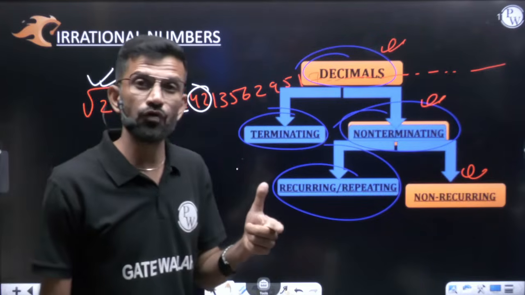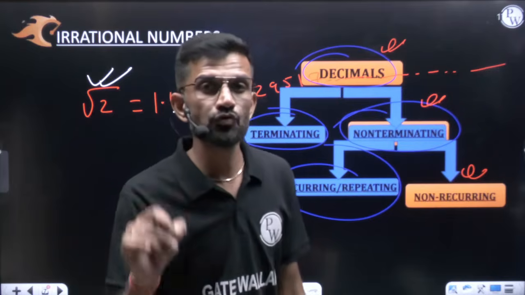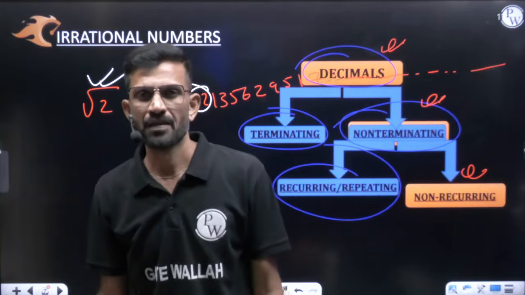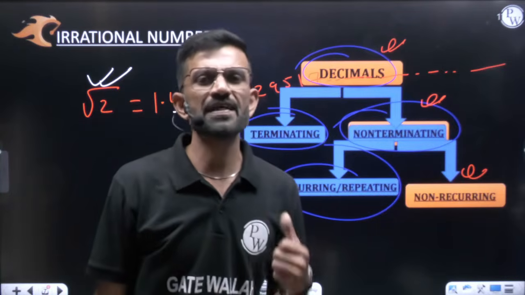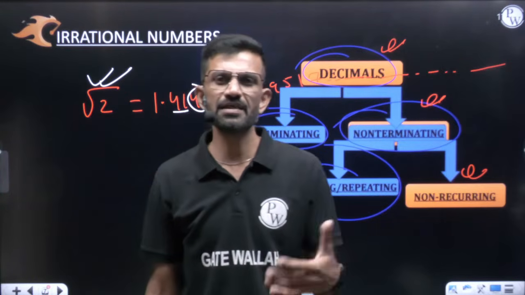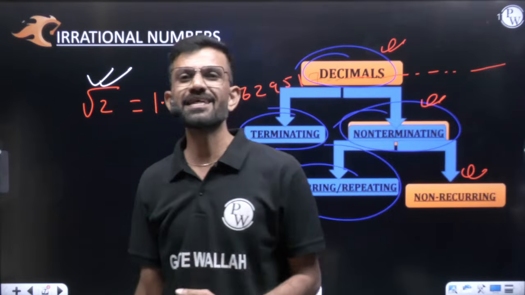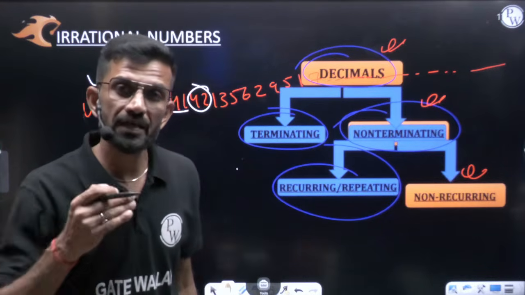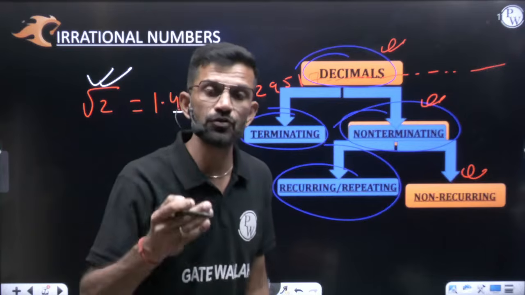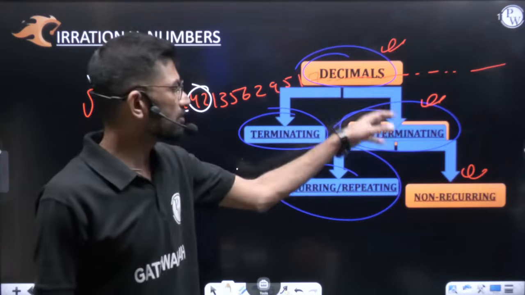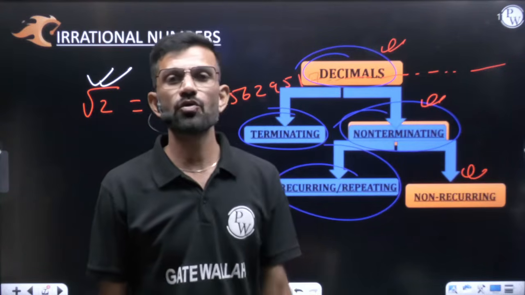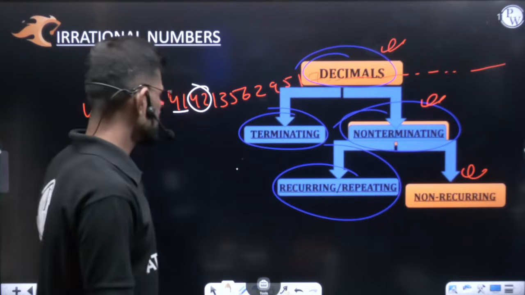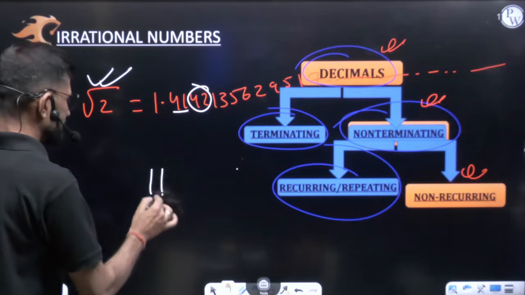But root 4 is a rational number, because root 4 can be written as 2 and 2 can be written as 2 by 1. Where you cannot find a perfect square root, it will be a non-terminating, non-repeating decimal. It will be an irrational number. Not only square root. If you cannot find a perfect cube root, perfect fourth root, perfect fifth root, that will also be a non-terminating, non-repeating decimal, and also an irrational number. Clear?